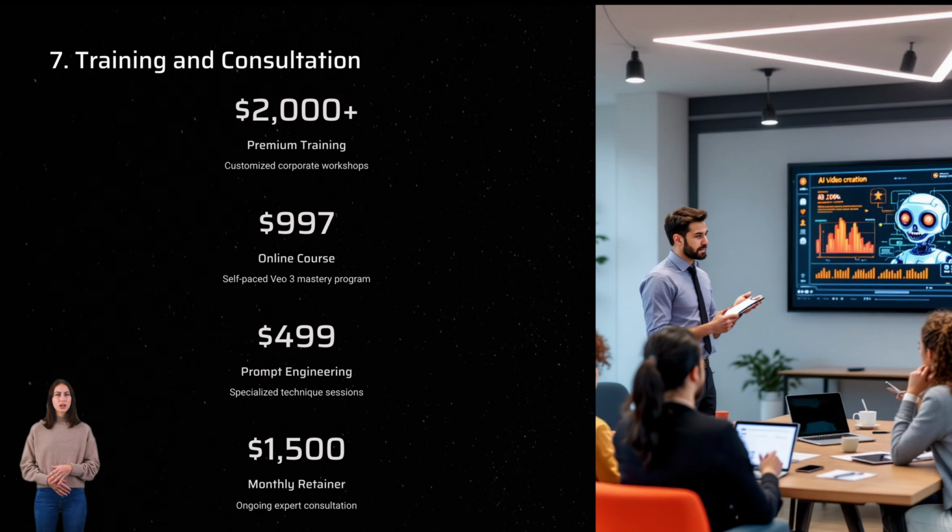Second is creating your own online course. You don't need fancy production, just solid content. A self-paced Veo 3 mastery course could sell for $497 or even $997, especially if it includes templates, prompt banks, and real-world project walkthroughs. Once it's built, this becomes a semi-passive stream of income.